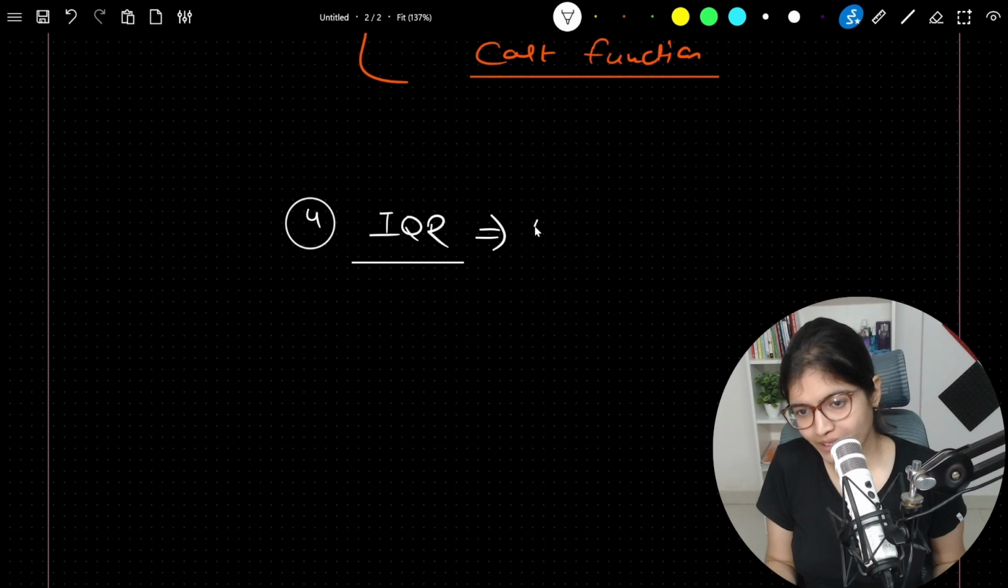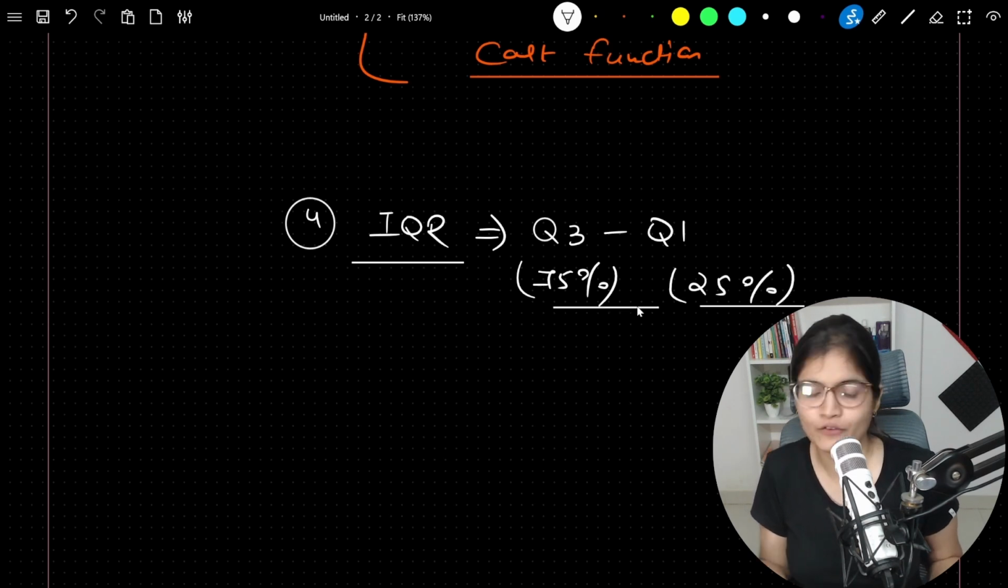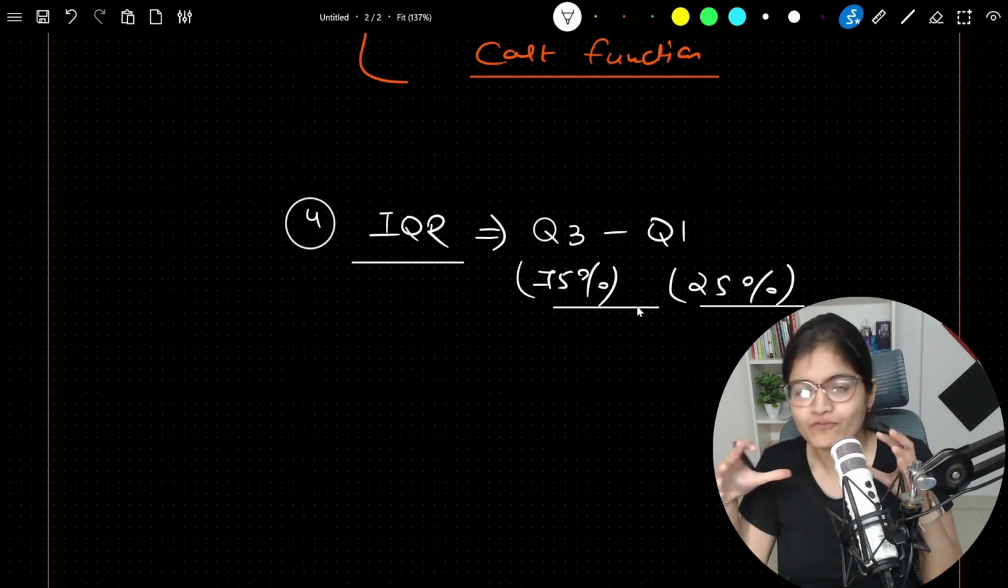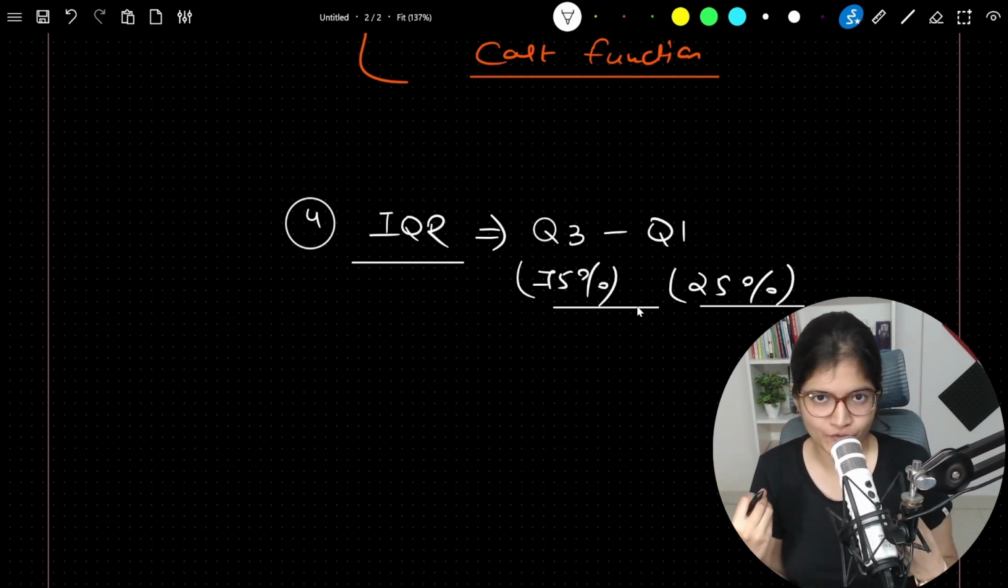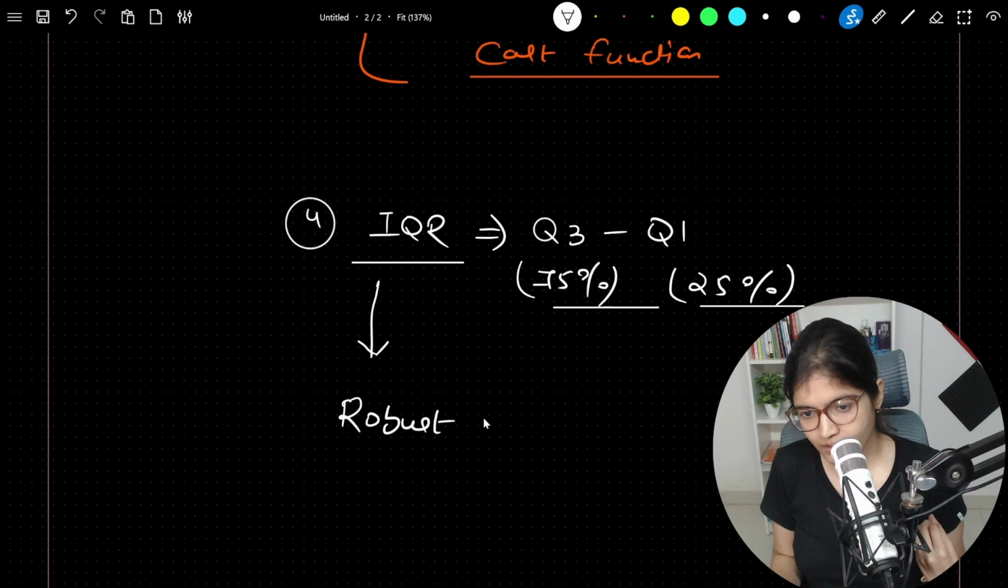IQR is the difference between Q3 minus Q1. Q3 is the 75 percentile value and Q1 is the 25 percentile value. So if you try to evaluate the difference between 75 minus 25, this will give you an idea about the spread of a given data. And this specific metric is quite robust with respect to outliers.